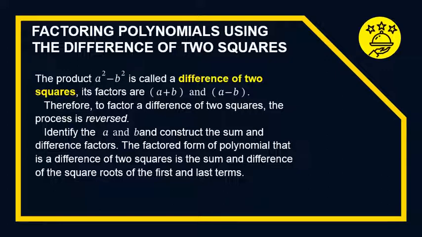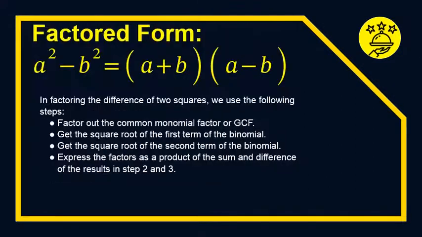The factored form of a polynomial that is a difference of two squares is the sum and difference of the square roots of the first and last term. In factoring the difference of two squares, we use the following steps. First, factor out the common monomial factor or GCF. Then, get the square root of the first term of the binomial. Third, get the square root of the second term of the binomial. And last, express the factor as the product of the sum and difference of the results in steps 2 and 3.